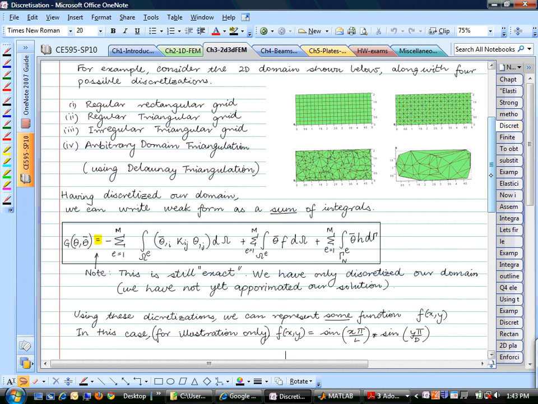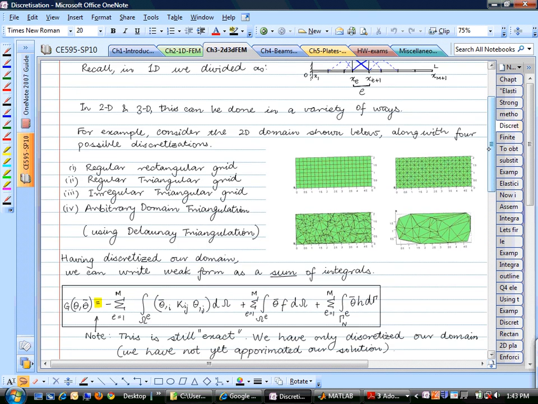So we also saw that for 2 dimensions and 3 dimensions, we had all these different types of discretization techniques. You can break it up into regular rectangles, or you can break it up into arbitrary triangles. And this technique is called Delaunay triangulation. Whenever you have a convex domain, what convex domain means is that you don't have any re-entrant curves on the boundary. So if your domain is convex, then you can always use this Delaunay triangulation to break it up into different parts.